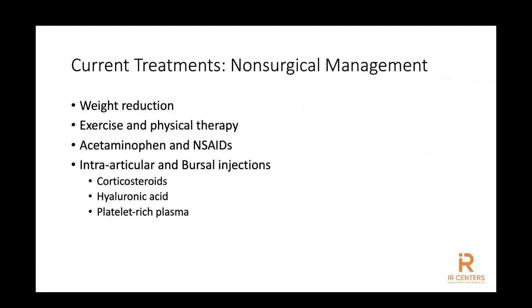And when we look at treatment options for patients who have hip pain, whether arthritis or bursitis, the most common treatment options really are centered around weight reduction, exercise or physical therapy, taking pain medication or anti-inflammatories like Motrin or Aleve or ibuprofen, for example. And occasionally, patients will progress onwards to getting injections.